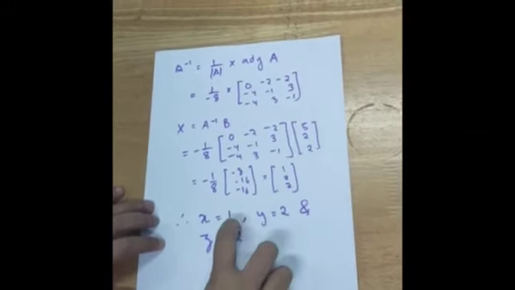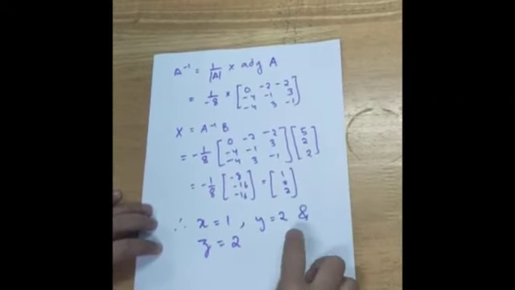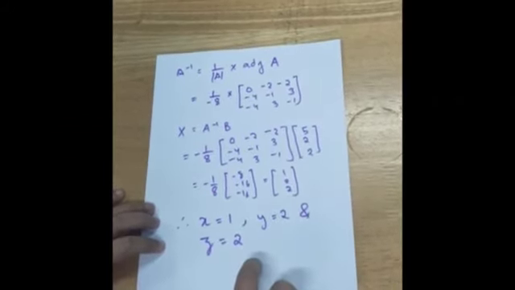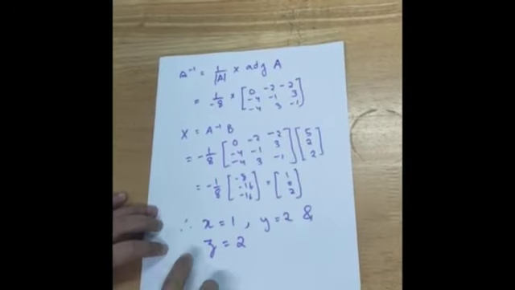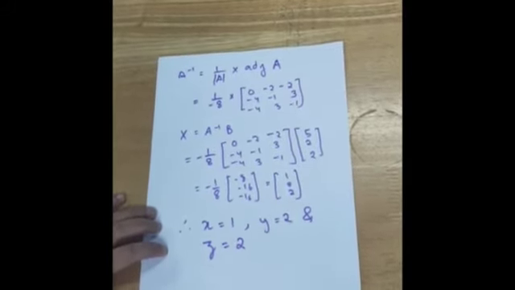Here 1 is your value of x, 2 is your value of y, 2 is your value of z, and this is your solution for the system of linear equations.